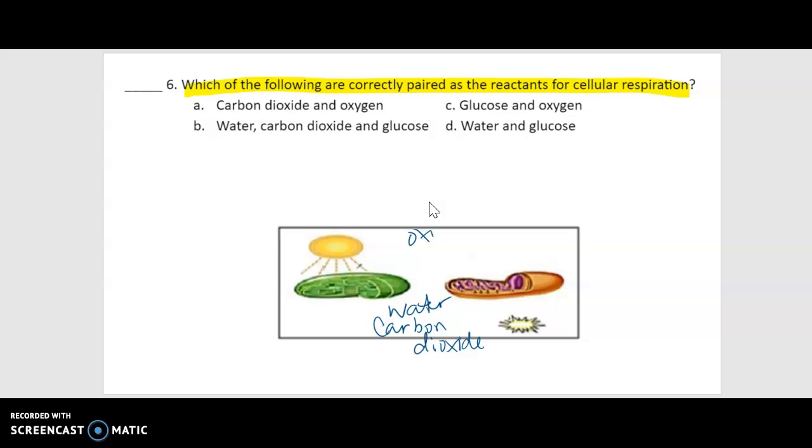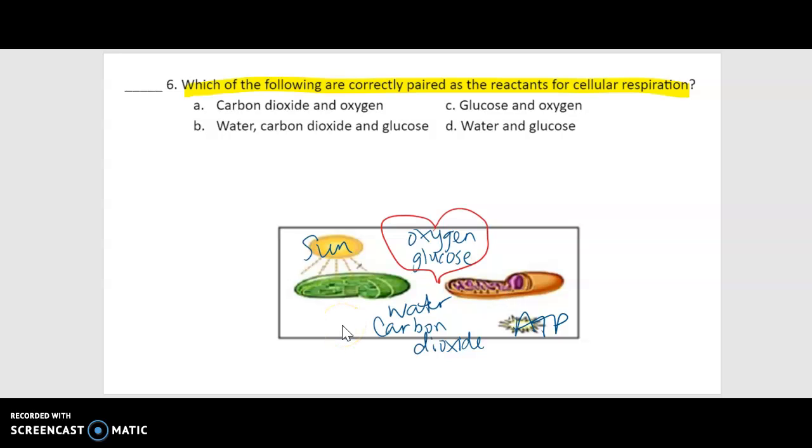And then we have oxygen and glucose. So remember that oxygen and glucose are always going to be together. That's why we would draw the heart around them in class during those notes. Okay, so looking at this image, we have this represents sun. This right here represents ATP.